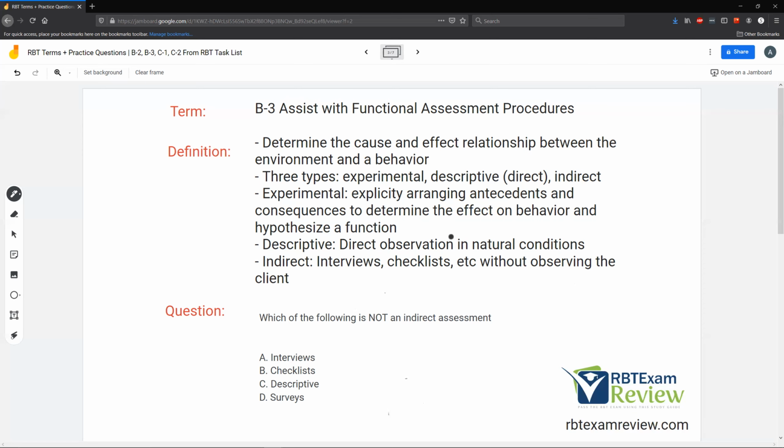Descriptive is just taking data, okay? So it's direct observation in natural conditions. So you're not contriving the environment. All right. You're just observing what's going on in the environment. Okay.